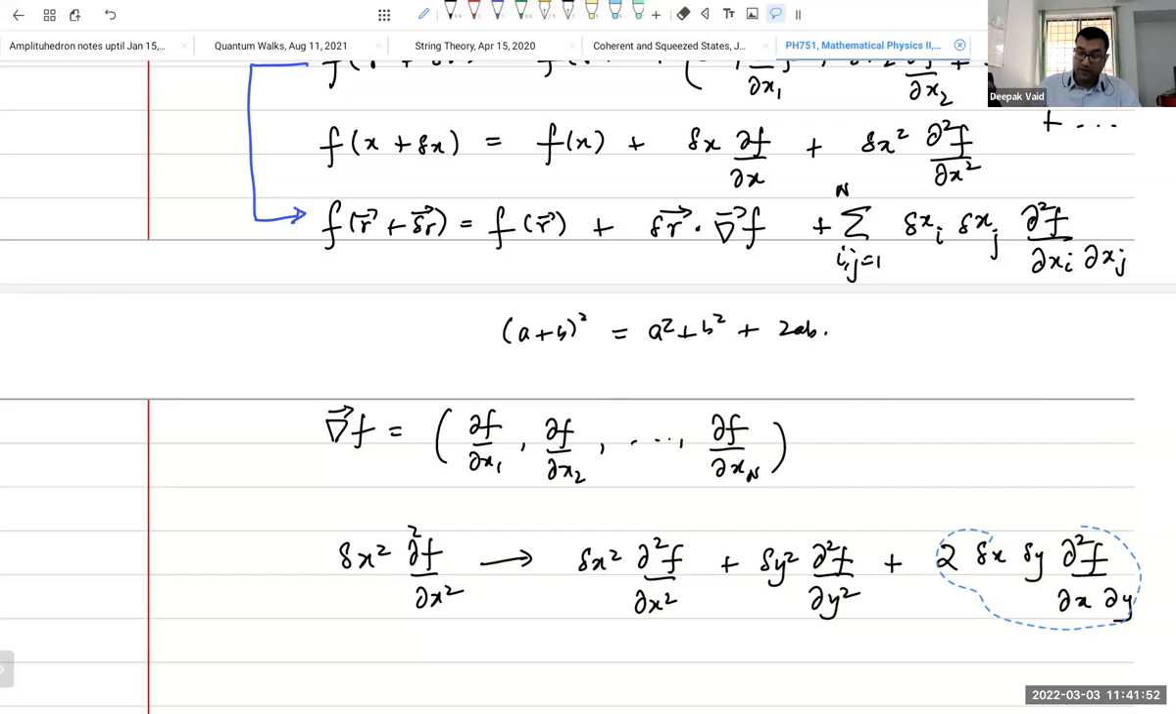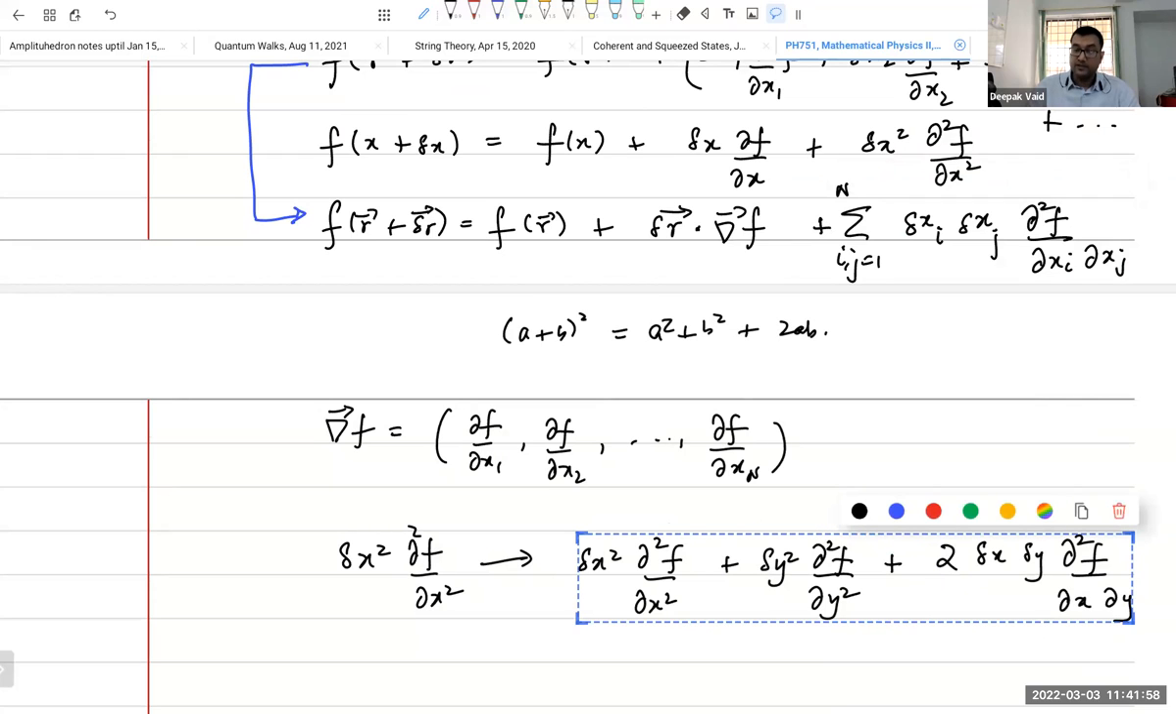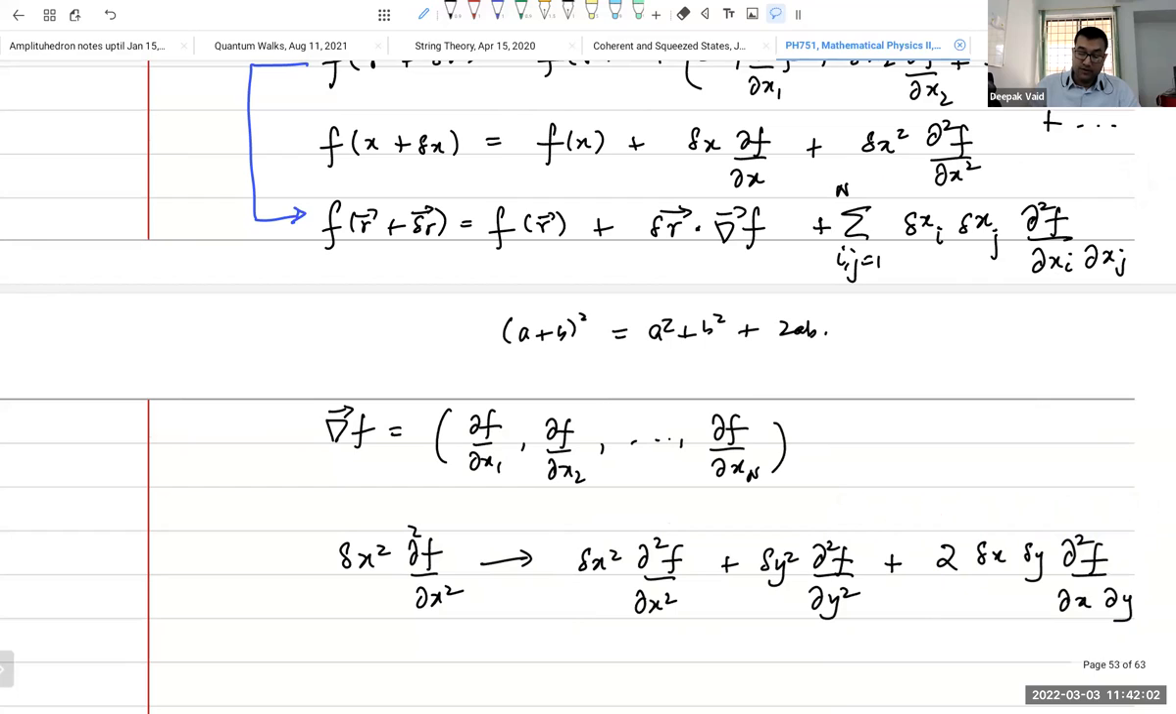By the way, if you apply this expression for the case of two dimensions, you will get delta x squared, delta y squared, and delta x delta y. Because when i is equal to j equal to 1, you will get delta x squared. When i and j are both equal to 2, you will get delta y squared. When i is 1 and j is 2, you will get delta x delta y. When i is 2 and j is 1, you will get delta y delta x, but that's the same term, so you'll get a factor of 2.